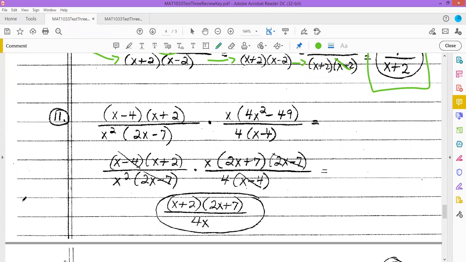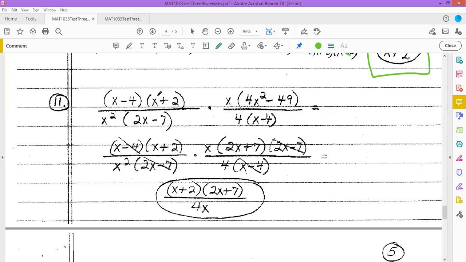In the next example, number 11, we have x minus 4 times x plus 2 divided by x squared times 2x minus 7. And we're multiplying this time times x times 4x squared minus 49 in the numerator, divided by 4 times x minus 4. So we're going to factor and see where we can simplify. The numerator of x minus 4 and x plus 2, that remains the same. We carried it down. And the denominator remains the same as well. We'll carry it down. Times, we're still multiplying.